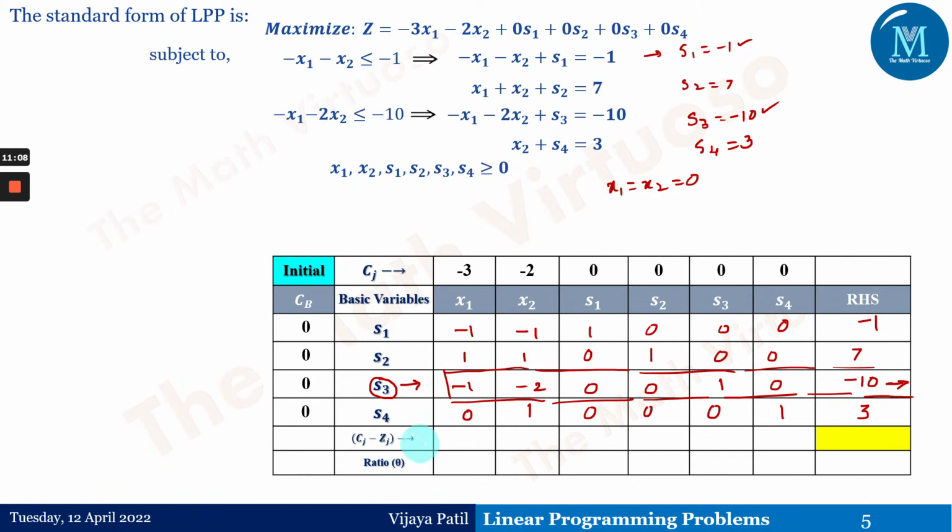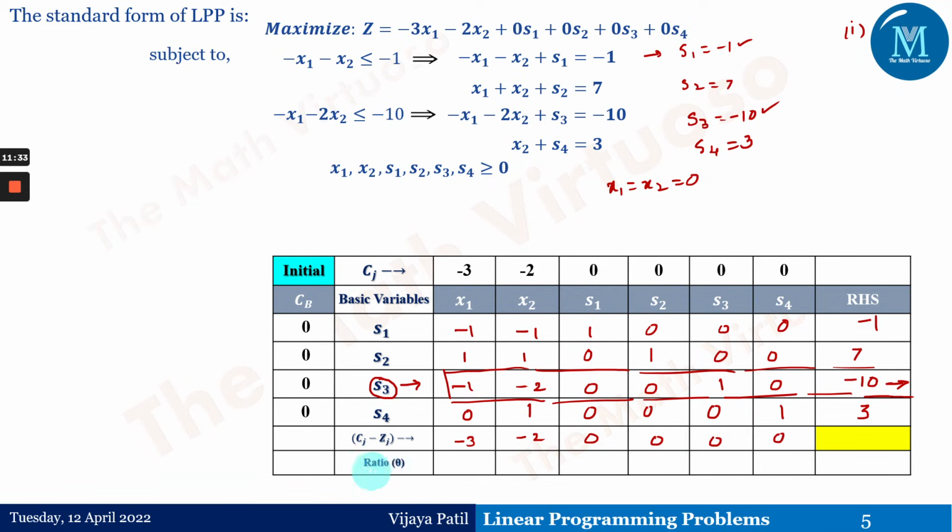Now looking at the Cj minus Zj, we calculate it in the same way we have done so far. Please follow the I button to see how we calculated the rest of the things. Now I'm putting the values directly over here, because all of the CBs are 0, so the values would be the same as those of the Cjs. So the values are coming out to be this.